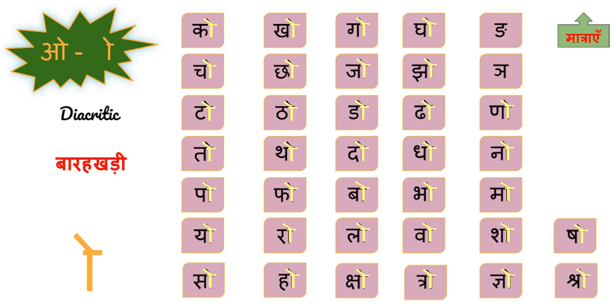K में O की मात्रा को. ख में O की मात्रा खो. ग में O की मात्रा गो. घ में O की मात्रा घो. And so on.